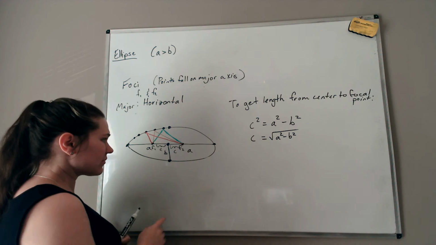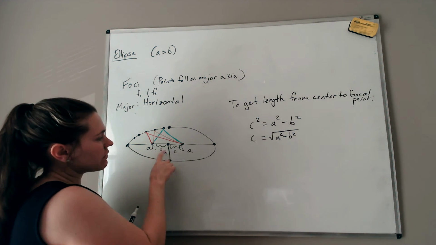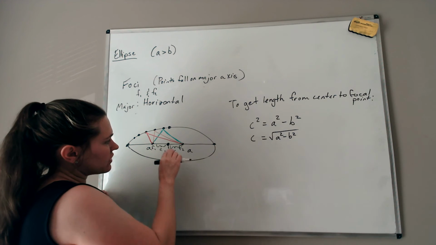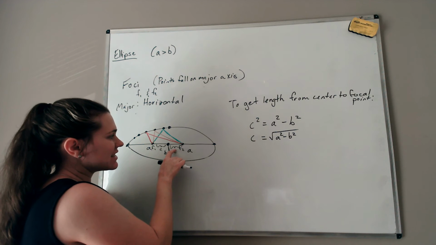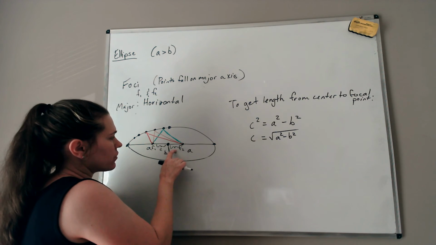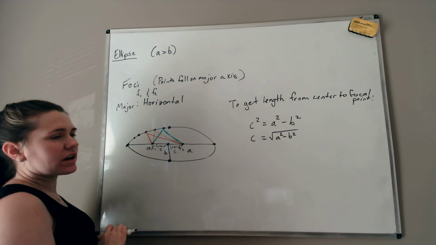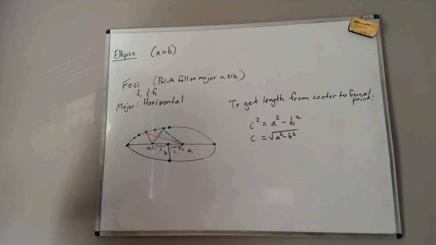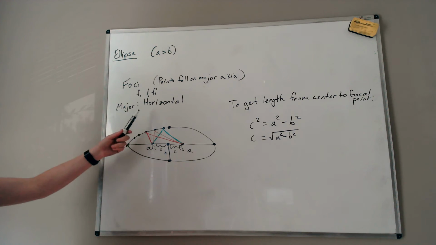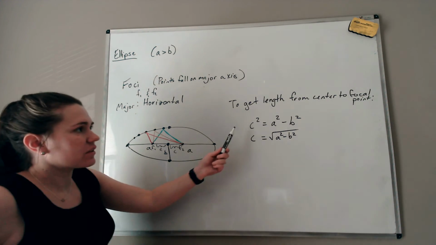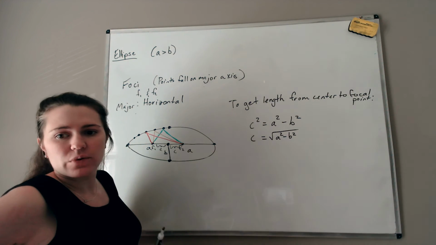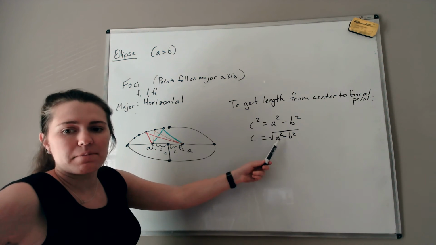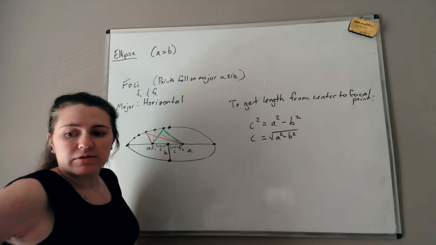So if you need to name the coordinates of the foci, if the foci are going to fall horizontally, you add C to the x-coordinate and you subtract C from the x-coordinate of the center. So that's the foci. To get the length from the center to each focal point, you do the square root of A squared minus B squared. This is the A and the B from the standard form of an ellipse.